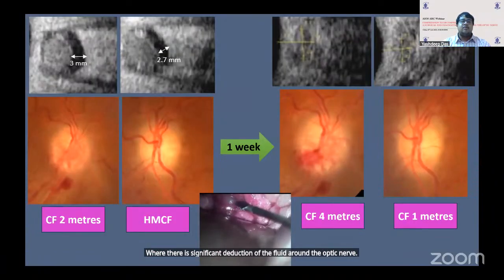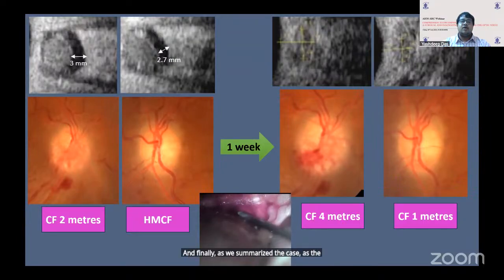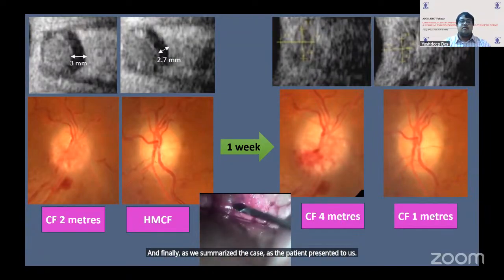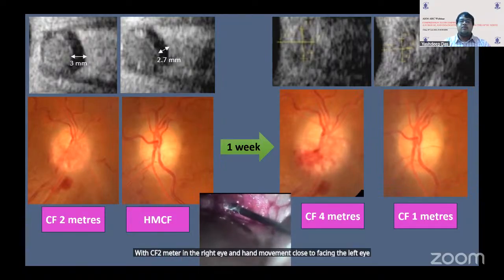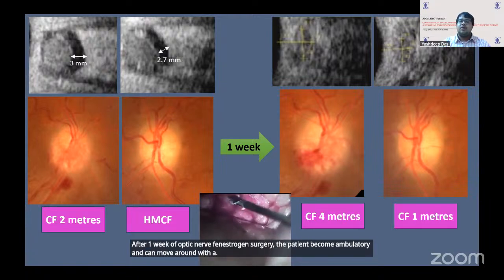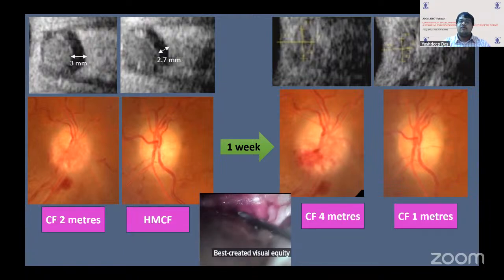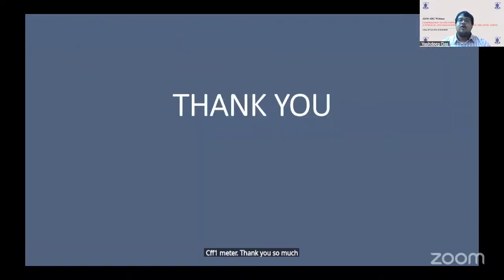Finally, as we summarize the case, the patient presented to us with CF 2 meters in the right eye and hand movement close to face in the left eye. After 1 week of optic nerve fenestration surgery, the patient became ambulatory and can move around, with best corrected visual acuity in the right eye being CF 4 meters and in the left eye CF at 1 meter. Thank you so much, everyone, for your kind attention.